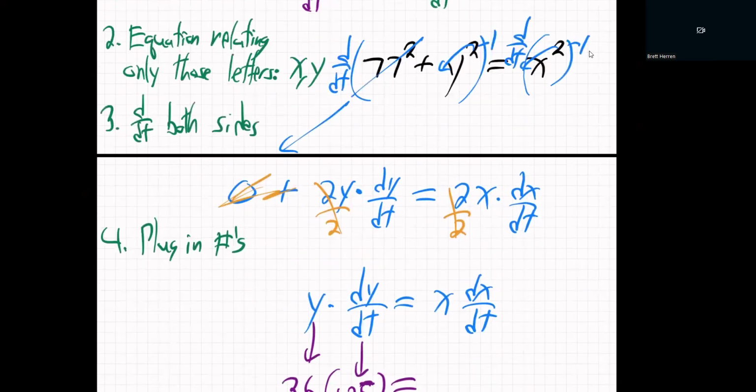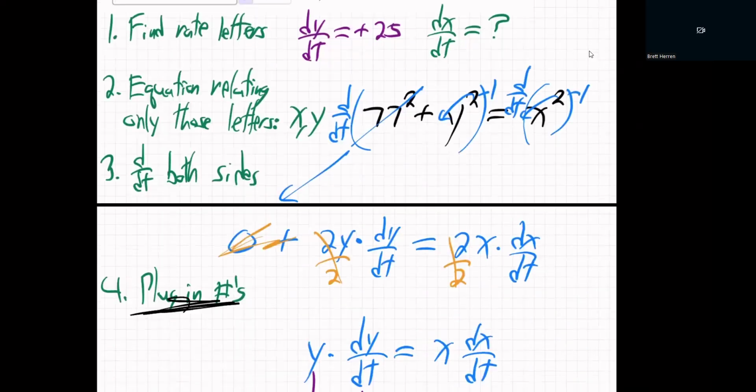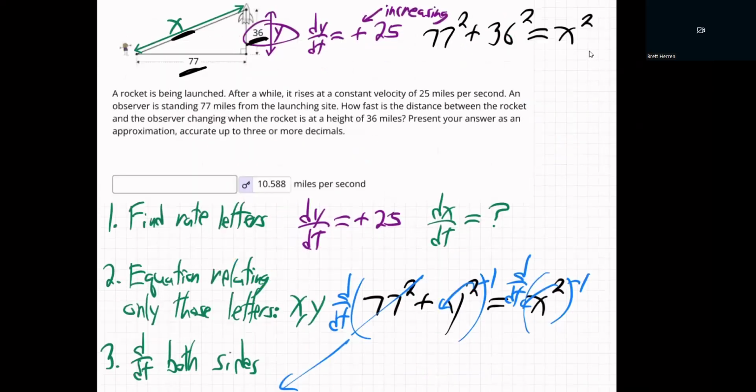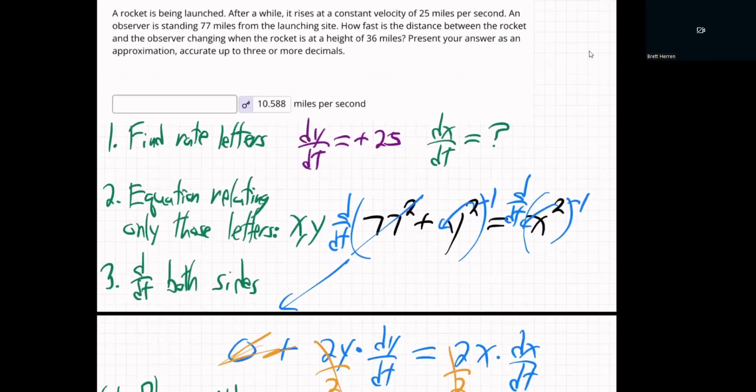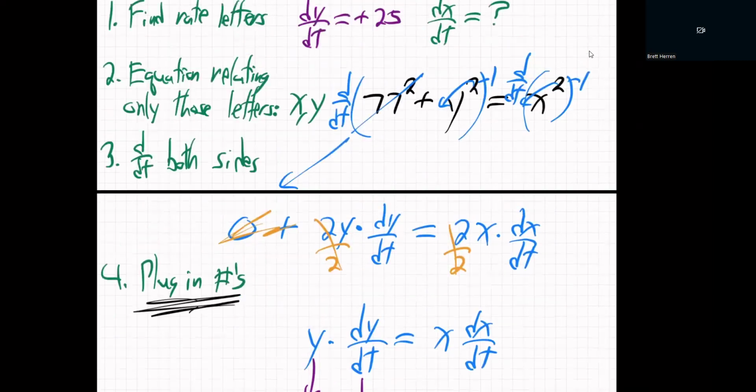Okay. Do we know x? Now we can get x using the triangle, right? 77 squared plus 36 squared is x squared. Now I'll use the number. See how I change what I'm using at the moment? Now I'm free to use all of them. I'm on step 4, plugging in all the numbers.